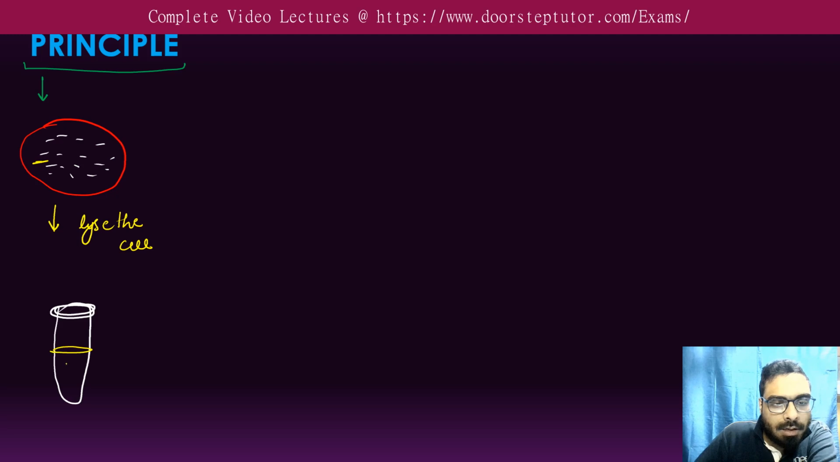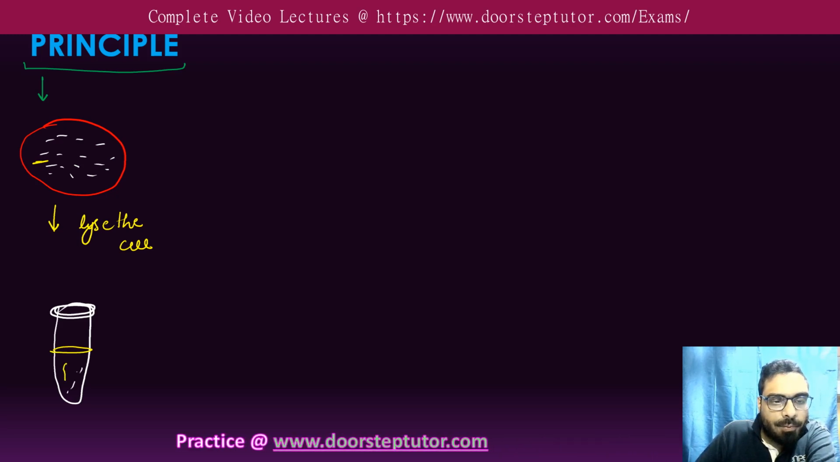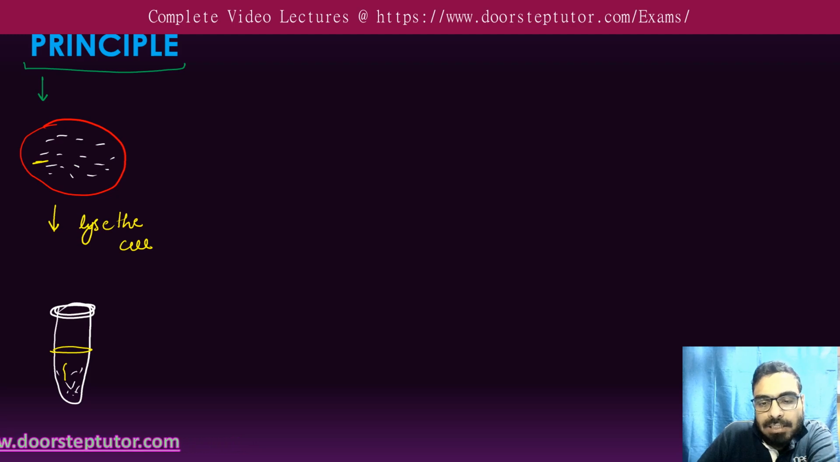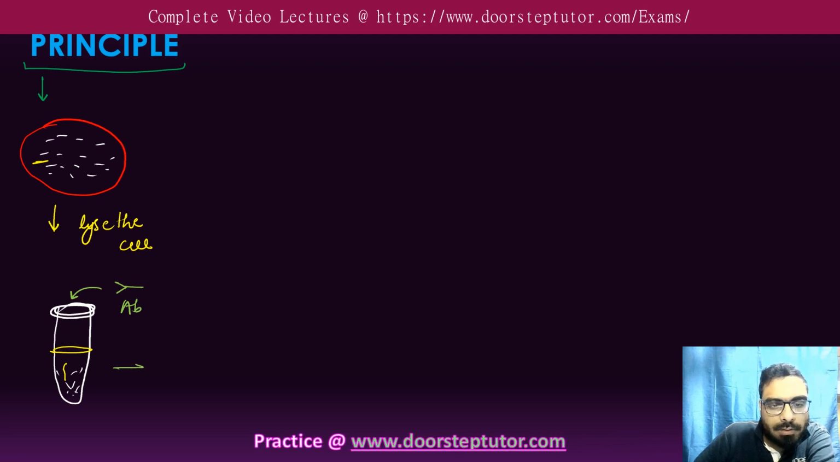Here is your protein of interest, and with this many different types of protein are there. Now imagine that you have a specific antibody against this protein of interest. So what will happen if I add this antibody inside?